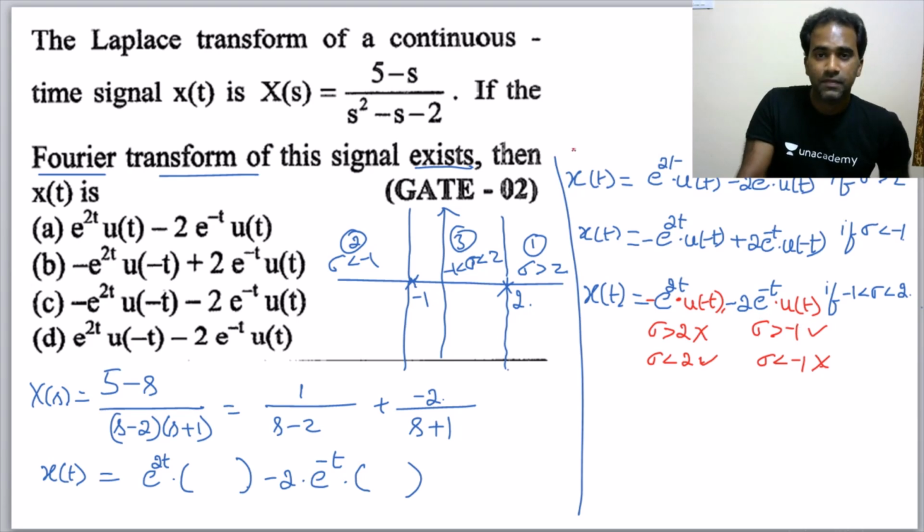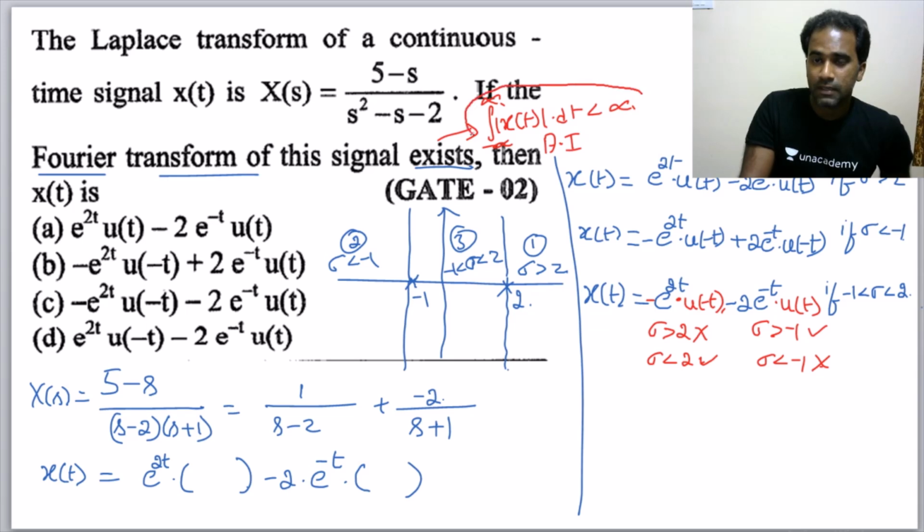Fine. Now tell me this. If the Fourier transform of the signal exists, what does it mean? If the Fourier transform of the signal exists, we can say that the signal is absolutely integrable. If the integral from minus infinity to plus infinity of mod x of t dt is less than infinity, that is, if the signal x of t is absolutely integrable, this is the definition of absolute integrability. If it satisfies this condition, we can say that the Fourier transform of the signal exists and is well defined also. Perfectly speaking, they should also have said well defined.